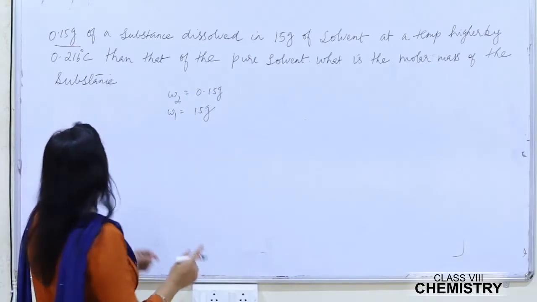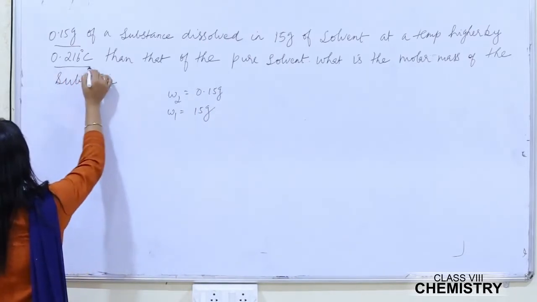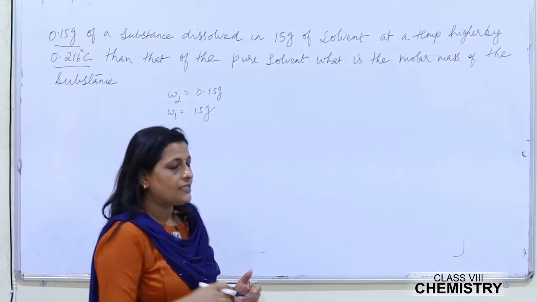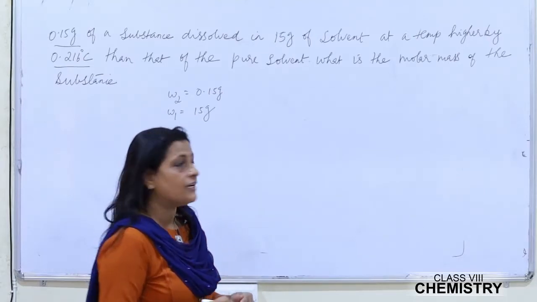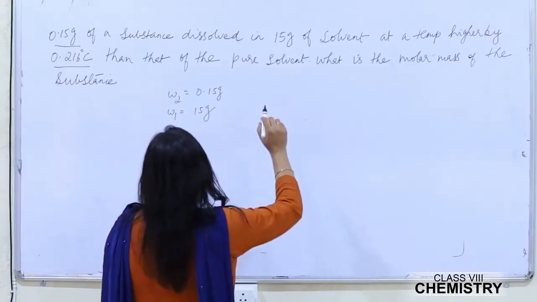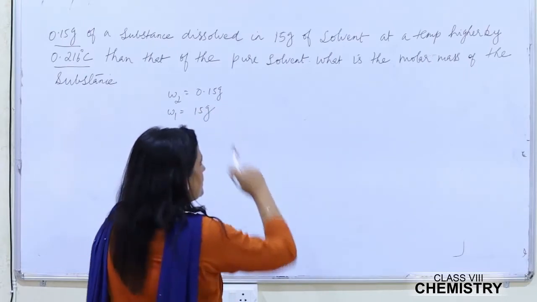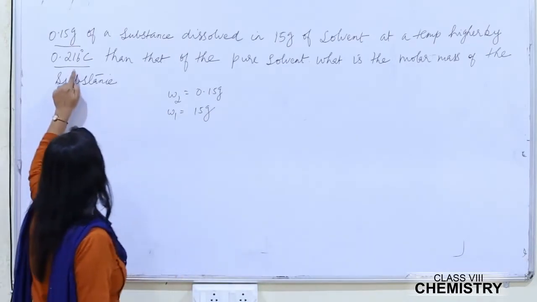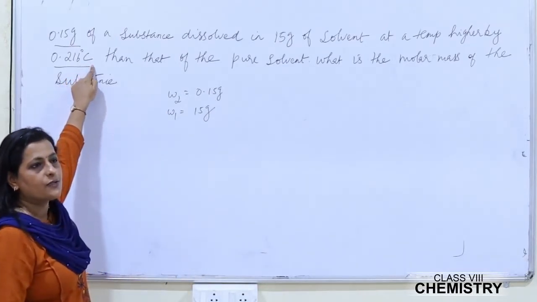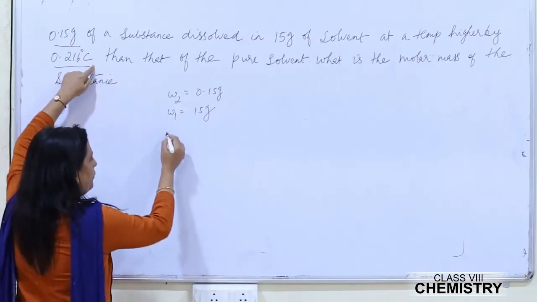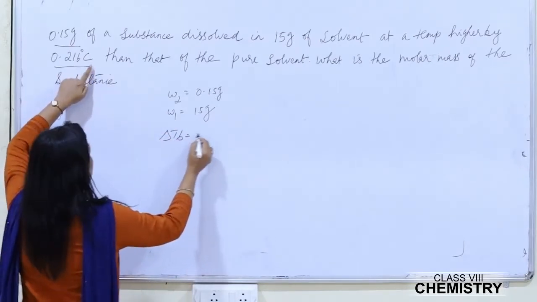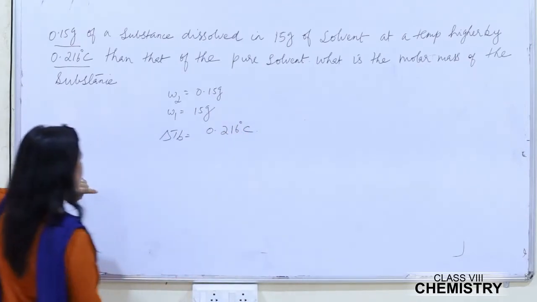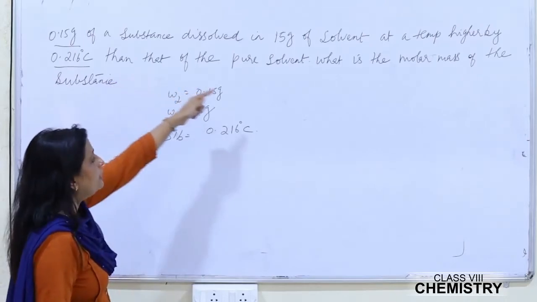At a temperature higher by 0.216 degrees C. You have to read the questions very carefully. You should not get confused whether it is the boiling point of solution or it is elevation in boiling point. So what is given here? 0.15 gram of a substance is dissolved in 15 gram of solvent at a temperature higher by 0.216 degrees C. So this represents what? Elevation in boiling point. So delta Tb is equal to 0.216 degrees C, then that of pure solvent.